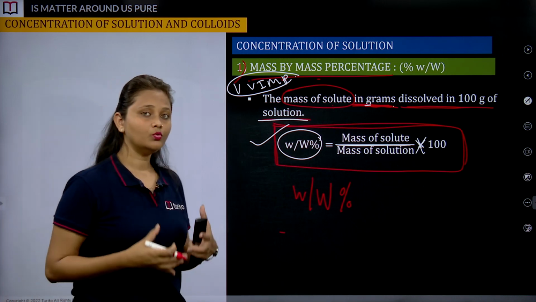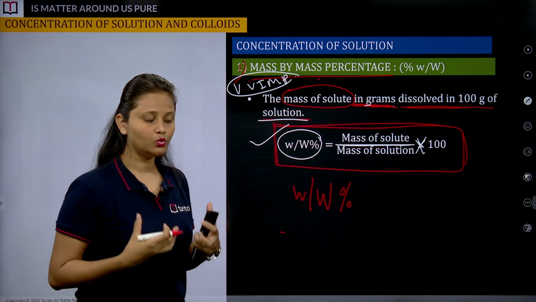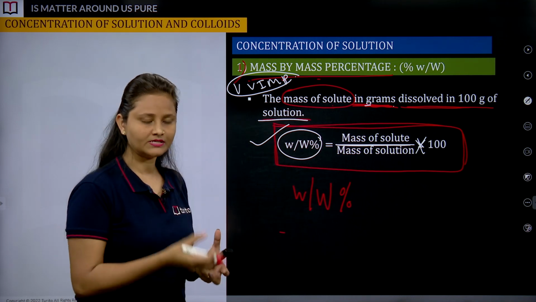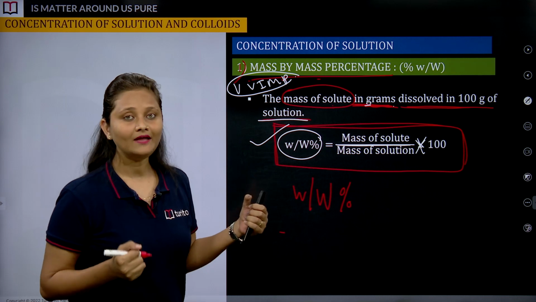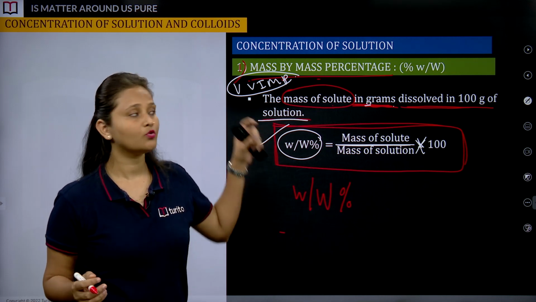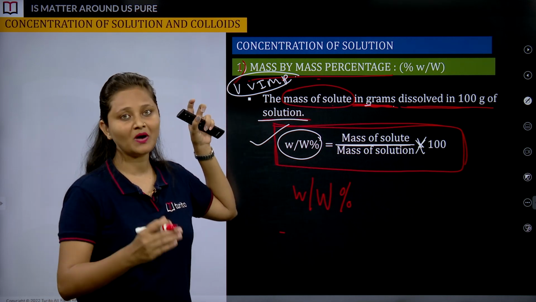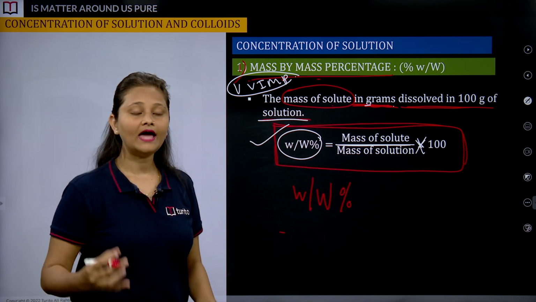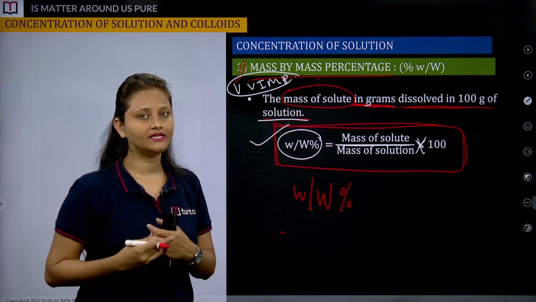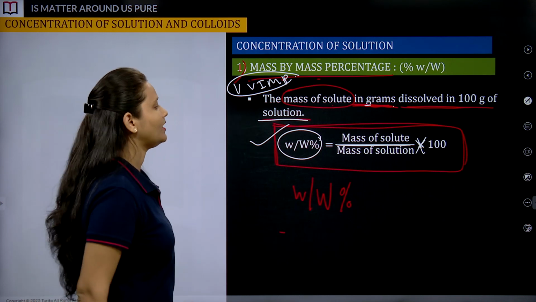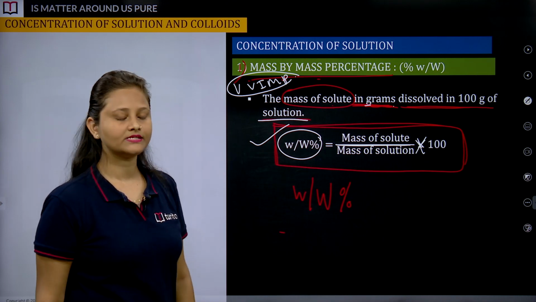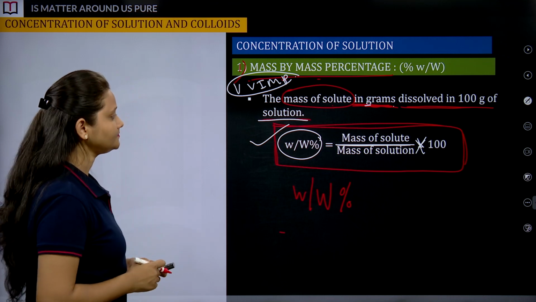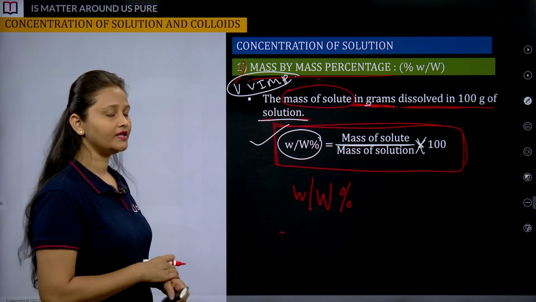If I want to calculate the concentration or mass of solute which is present in the solution by mass percentage, read carefully the term. It's mass by mass. Mass of solute divided by mass of solution, and we are calculating this in percentage, that's why into 100. Soon we are going to see one example so that you will get clarity on this. Is it clear? Have you all taken it down?